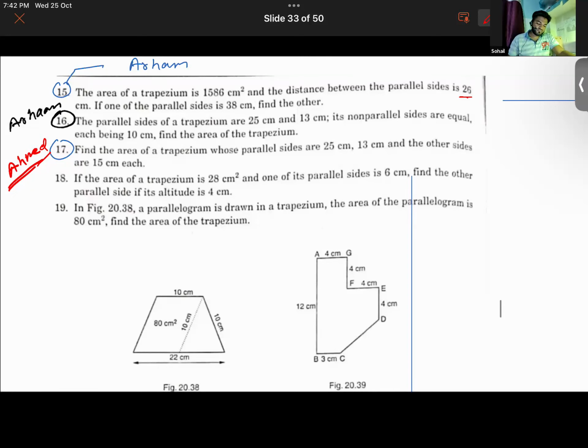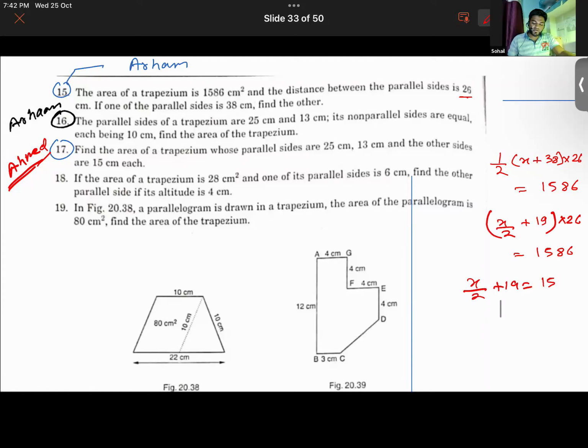Sir, in my question, the other parallel side is 84 centimeter. Very good. So it will be simply half times x plus 38 multiplied by 26 equals 1586. So it will be x upon 2 plus 19 multiplied by 26 equals 1586. So x upon 2 plus 19 will be equal to 1586 upon 26, right?